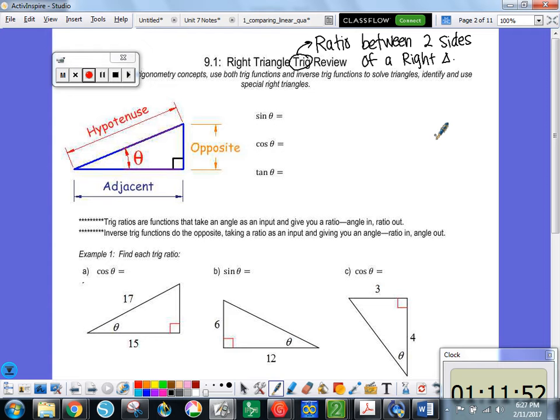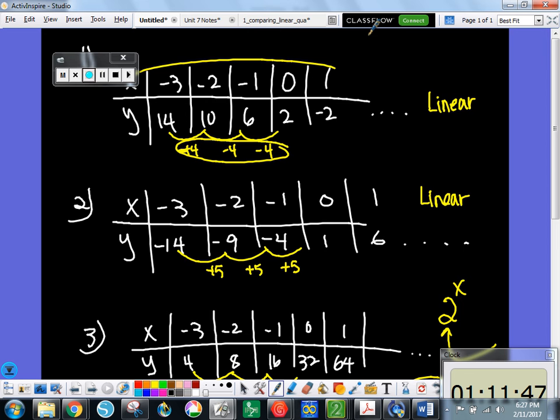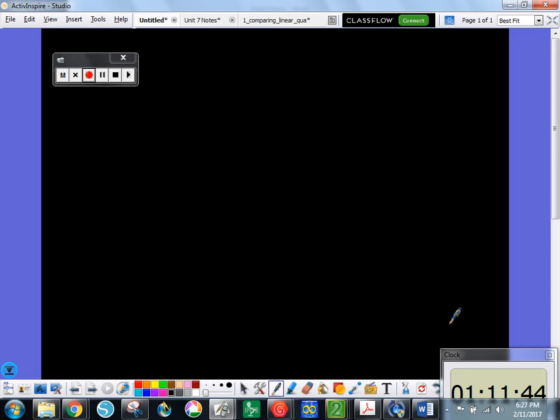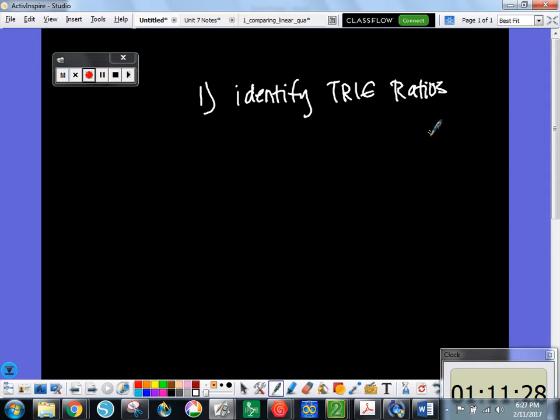In today's lesson, we will really focus on three things. The three things are: you need to be able to identify trig ratios. You need to be able to find missing sides using trig. And you have to be able to find missing angles.